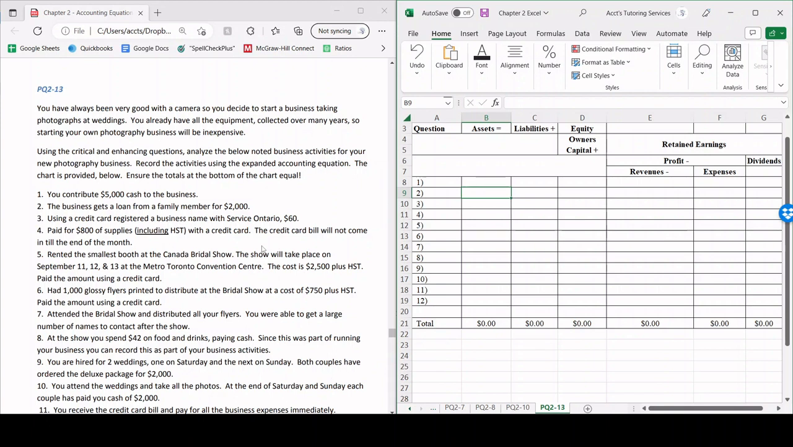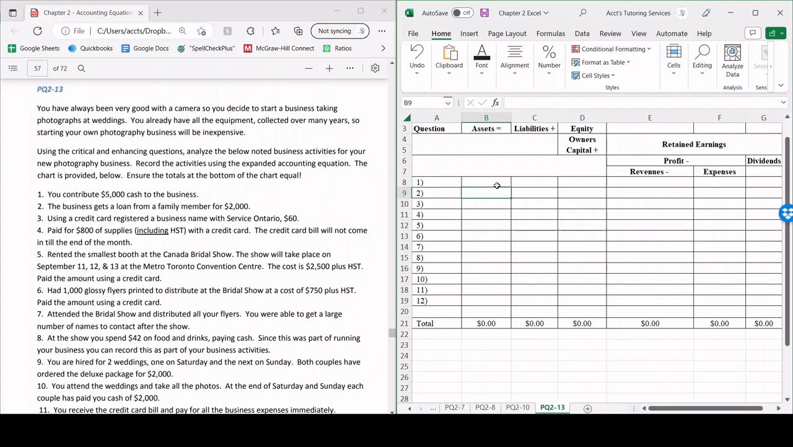So once again, it's always good to read the description to put yourself into the perspective of the business. So you have always been very good with a camera, so you decide to start a business taking photographs at weddings. So you're a photographer. You already have all the equipment collected over many years, so starting your own photography business will be inexpensive. So essentially, using the critical enhancing questions, analyze the below noted business activities for your new photography business. Record the activities using the expanded accounting equation. The chart is provided below. Ensure the totals at the bottom of the chart equal. So that's the main accounting equation.